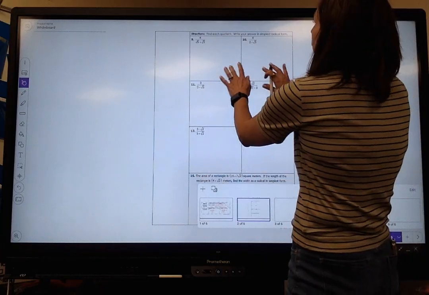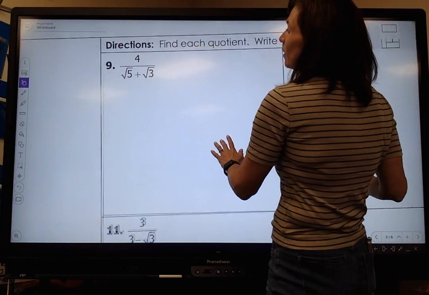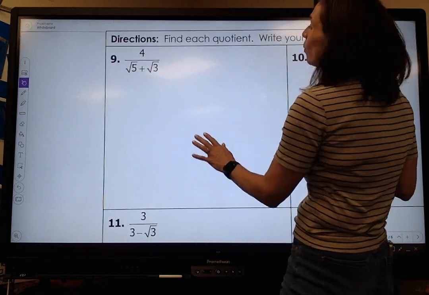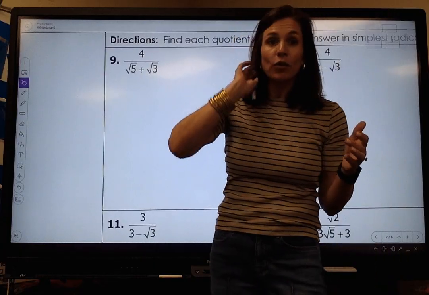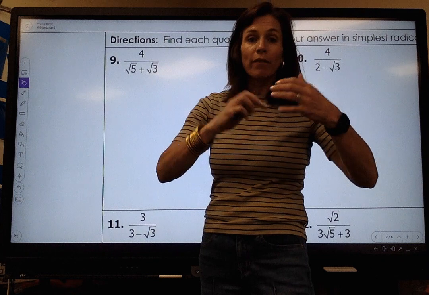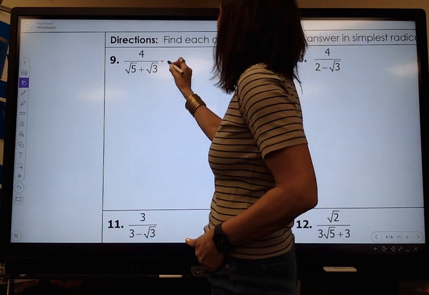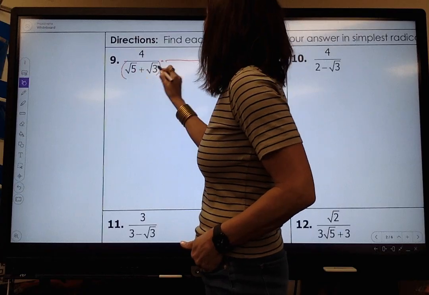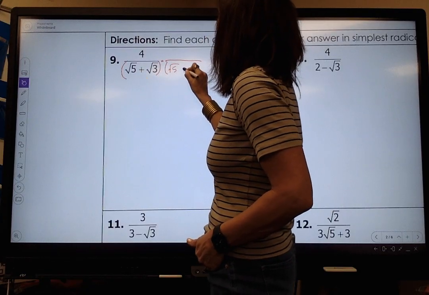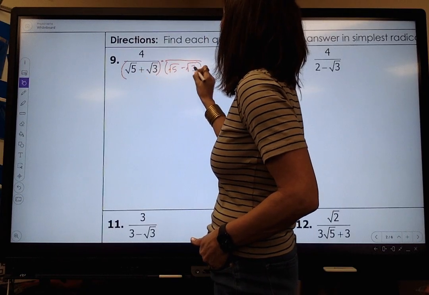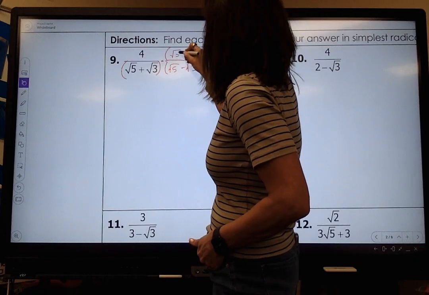All right, let's take a look at what happens when we have, now I want to find the quotient. Well, again, you're going to multiply by the conjugate, and whatever you do on the bottom, you've got to do on the top because that's equality. So here, I'm going to multiply by square root of 5 minus square root of 3, and whatever you do on the bottom, you do on the top.